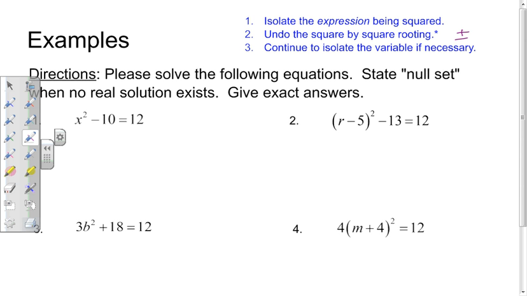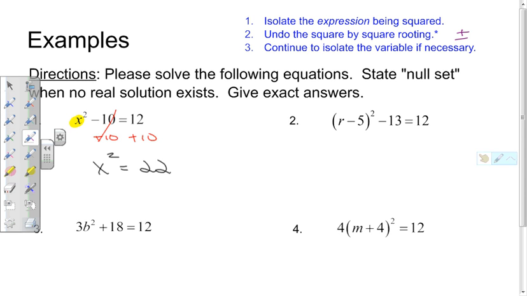So our directions here say, please solve the following equations, state null set when no real solution exists, and give exact answers. Okay, so we're not going to use our calculator and round any roots with decimals. We'll just use our knowledge of simplifying roots to give exact answers. Okay, so step 1 says to isolate the expression being squared here, so that's just the x squared. I'll be able to do that by adding 10 to both sides. That'll give me x squared equals 22. And then undo the square by square rooting.